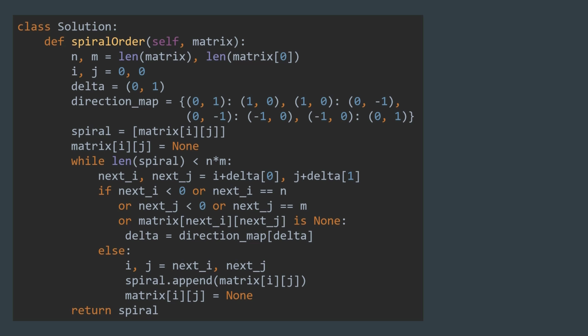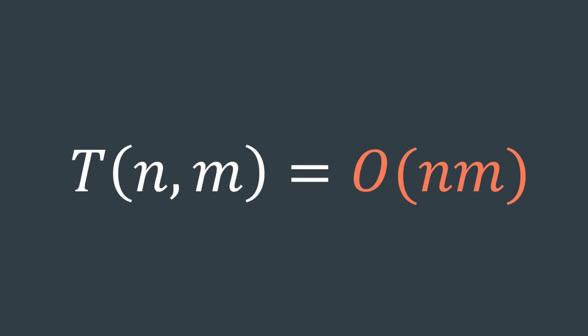For the time complexity, we get O of n times m time complexity because we're just traversing an n by m matrix.